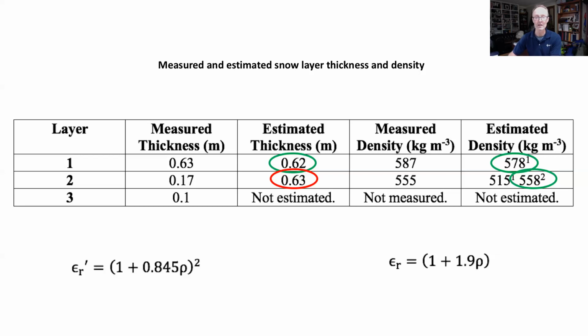That's certainly not as close as we might like. But when it comes to density, the measured density of the second layer was 555 kilograms per metre cubed, versus the estimated density of either 515 kilograms per metre cubed or 558 kilograms per metre cubed. So both of those are fairly close, and the superscripts there just indicate that I've used 2 different equations there to estimate snow density from dielectric constant, which we get from the surface reflection method.